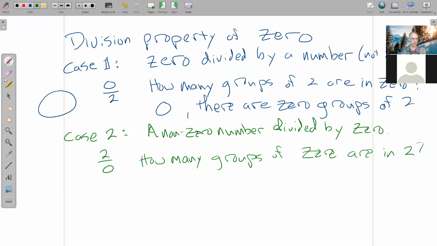Okay. Well, let's get a group of 2 things. Here's 2 x's. How many groups of 0 are in there? Well, here's a group of 0 right there, and here's another group of 0, and there's another one, and another one, and another one. I could do this all day. I can't answer this question because there are lots of groups of 0 in there. As small as I can draw a little group circle, there's another group of 0. So this is not answerable.